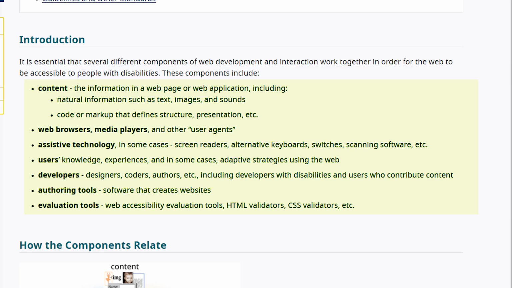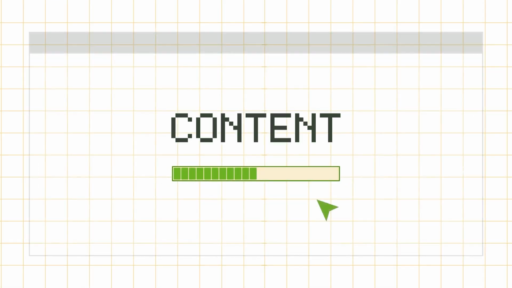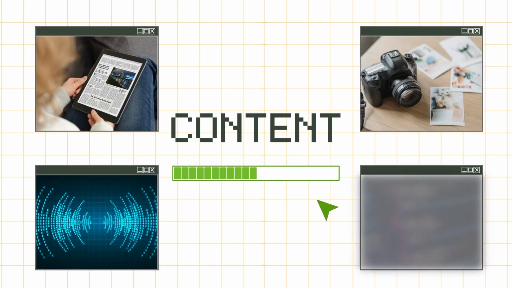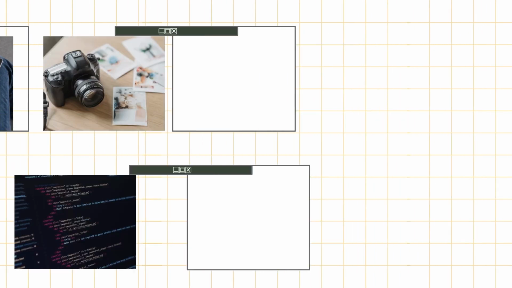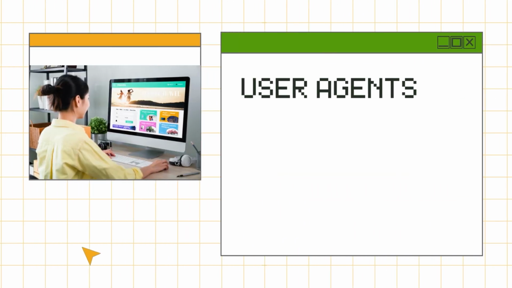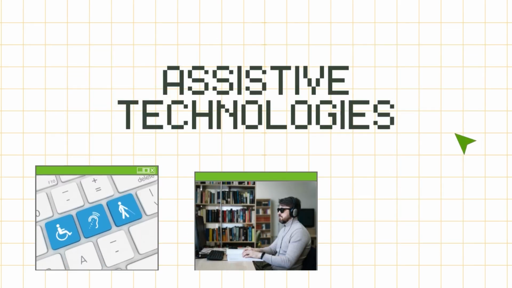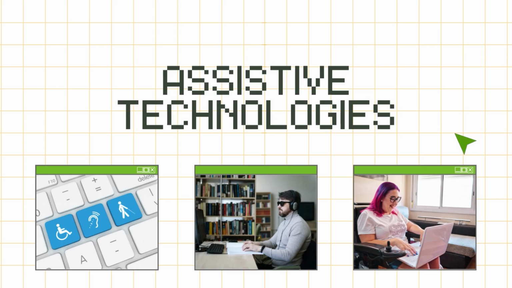According to the W3C Web Accessibility Initiative, there are several components of web development that need to be considered for accessibility. These include content, which is the core of a site, and includes your text, images, sounds, and the underlying markup and structure. User agents, these are the tools people use to access content, such as browsers and media players. Assistive technologies, such as screen readers, alternative keyboards, or switches, which help users with disabilities interact with the web.